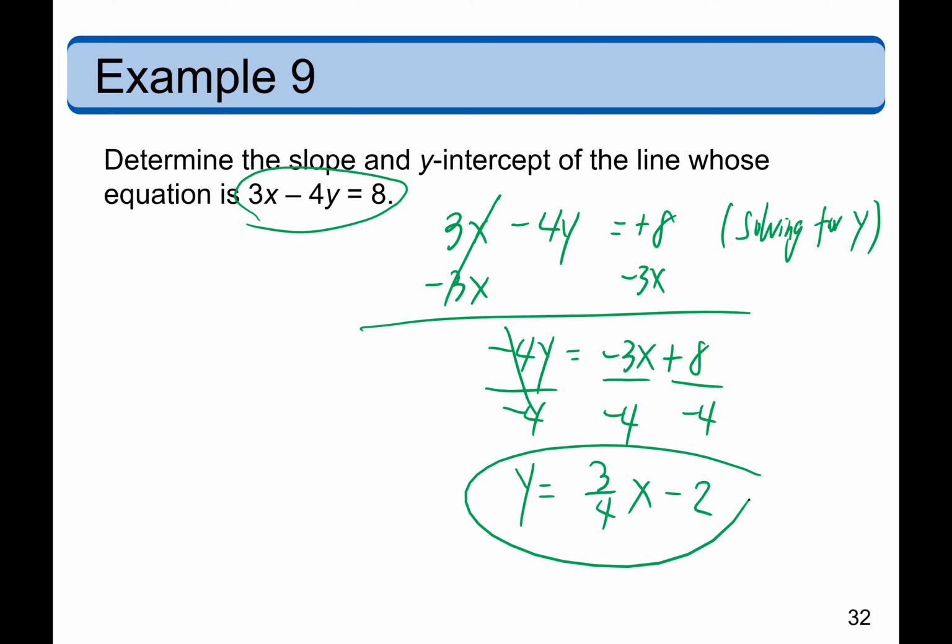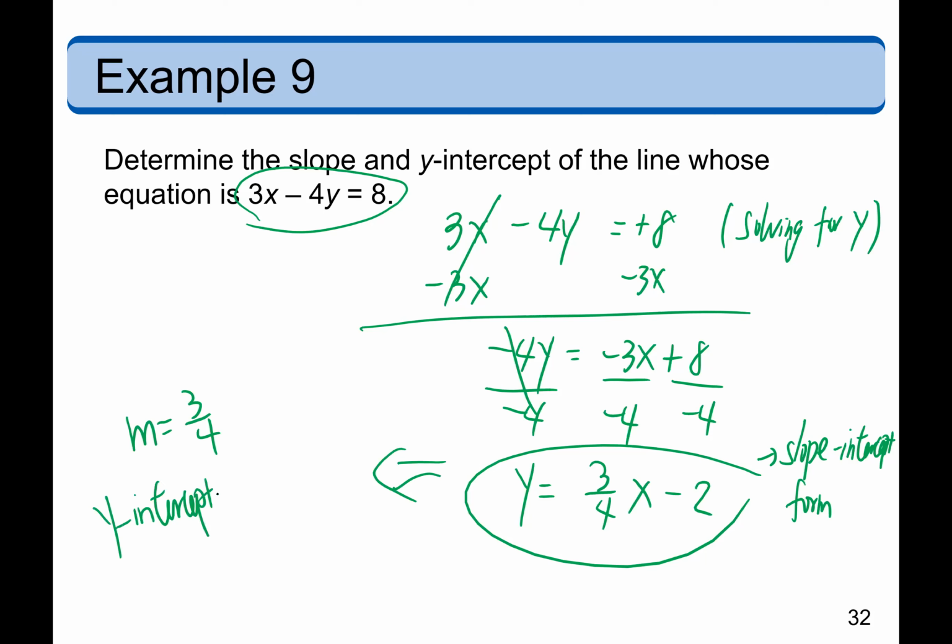Now we turn it into the slope intercept form, right? Now we'll be able to find out the slope. From there, slope is 3/4. And then the y-intercept will be (0, -2). So that's what they are looking for, right? Slope and the y-intercept. Does that make sense? Any question on this?